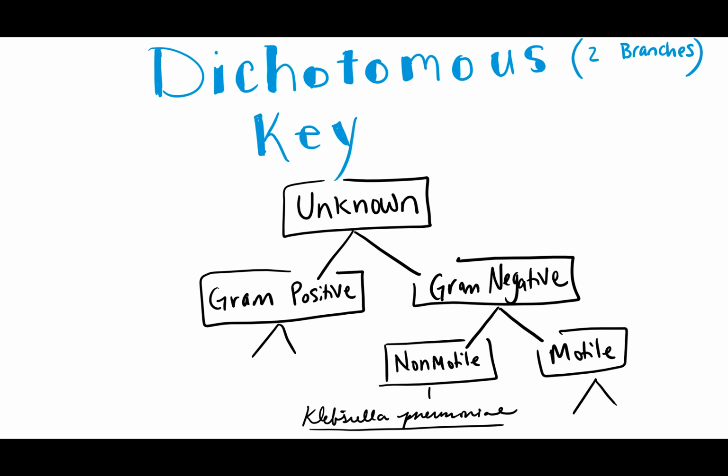So ultimately, you're branching two ways for each characteristic until you're able to trace down the line and clearly identify all nine of these possible organisms.